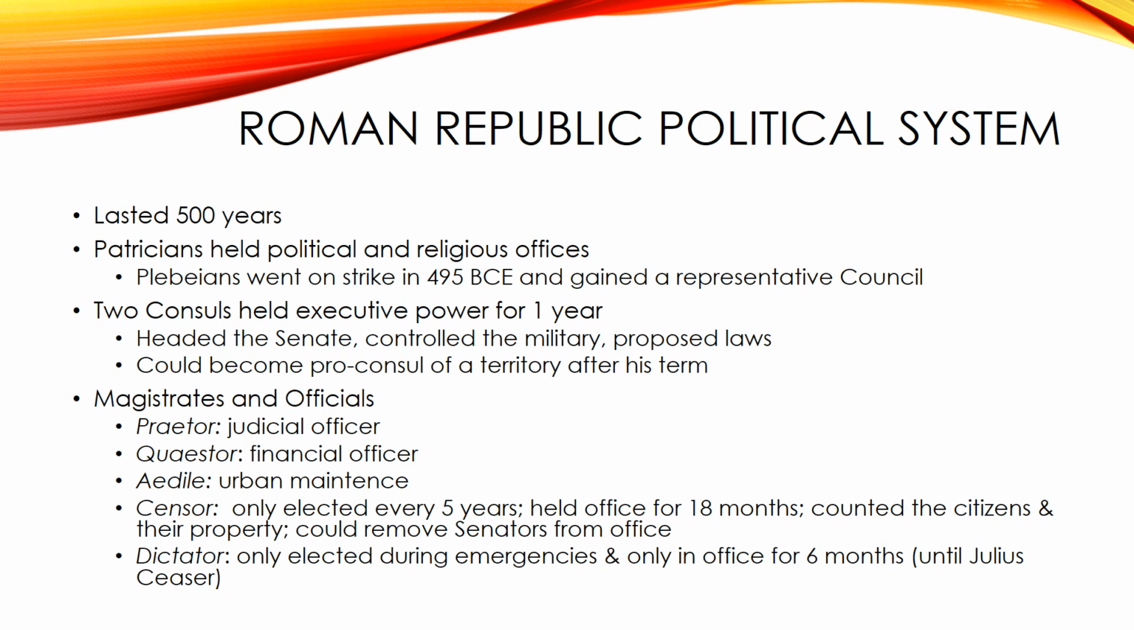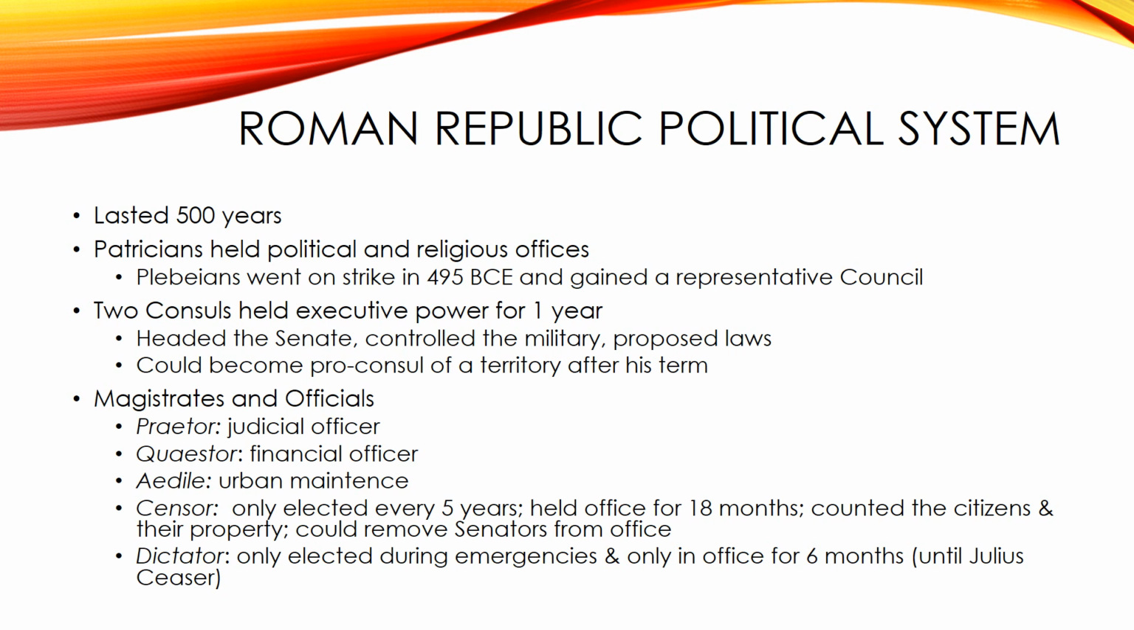Then you have this complex bureaucratic system where you had judges and financial officers. You had a person who was specifically in charge of maintaining cities, like waterways and things like that. There was a special office that was elected every 5 years called the censor, and the censor was basically taking a census. The Romans were very careful about their record keeping, and he counted the citizens and all their property.